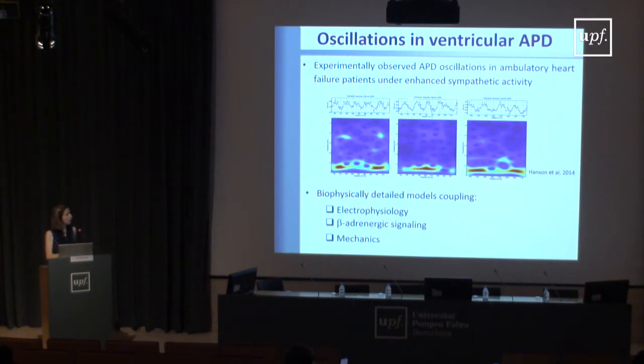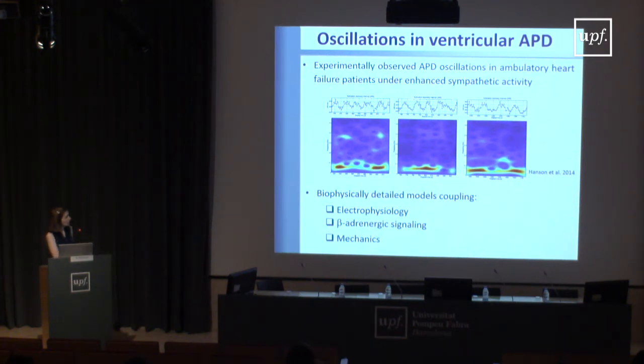We use these models incorporating the autonomic modulation to investigate a situation that is occurring in ventricular APD data that we get from patients. This is not for the aging investigations. It was made for heart failure patients. We see these oscillations in the action potential duration that occur with a low frequency.